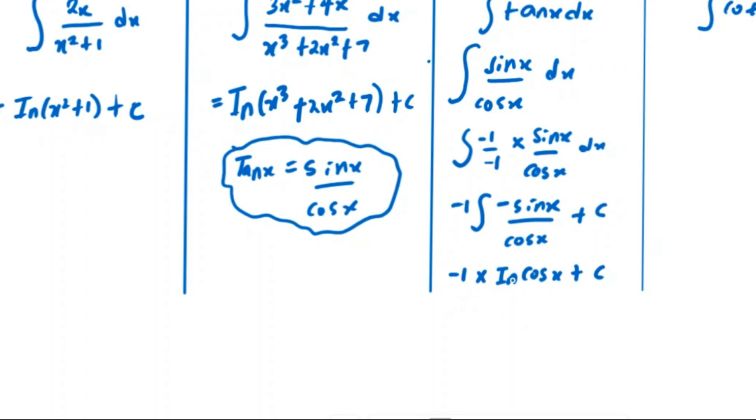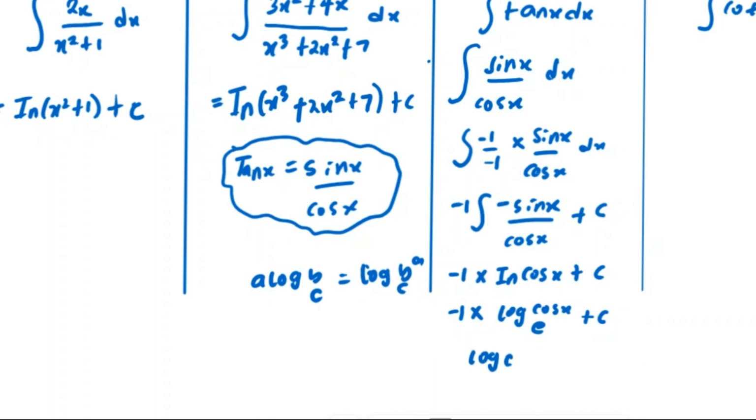So let's change this ln to log base e. It means that minus 1 multiplied by ln cos x is the same thing as minus log cos x base e plus an arbitrary constant c. There's a law of logarithm that states that a log b base c is the same thing as log b raised to power a, base c. So this is the same thing as log of cos x raised to power minus 1, base e. Don't forget, it's the whole of cos x that's raised to power minus 1, plus an arbitrary constant c.